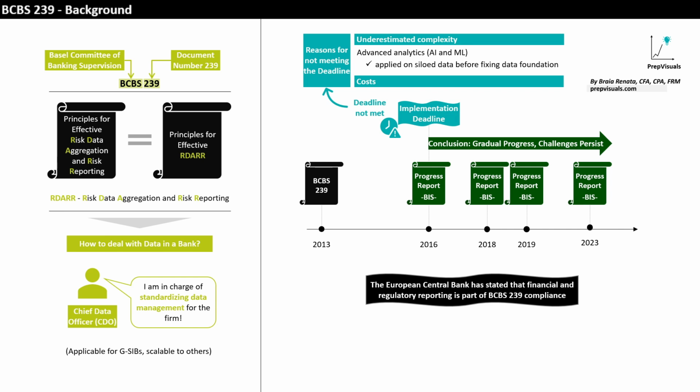So, in simple English, what this statement means is that banks cannot claim BCBS compliance if they don't use BCBS compliant data in regulatory reporting. In other words, if a bank is BCBS 239 compliant, then it's not enough to use that compliant data for internal reporting. They should also use the very same BCBS 239 compliant data for external reporting.